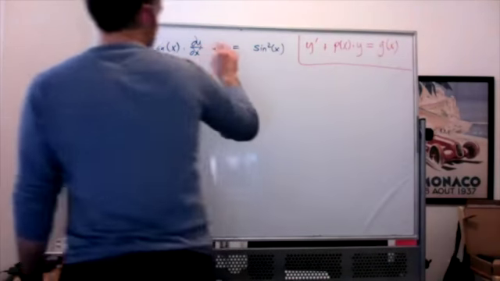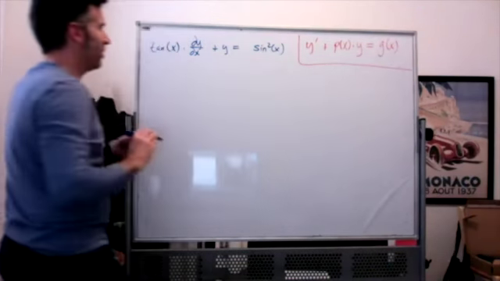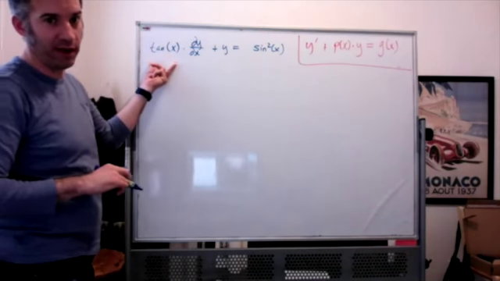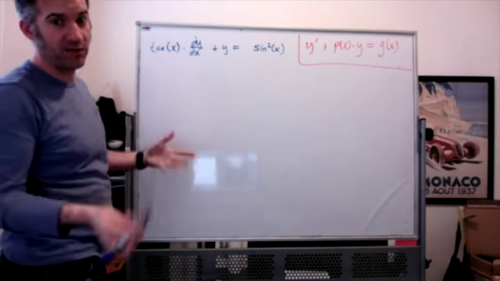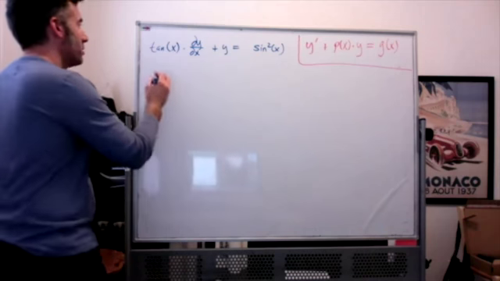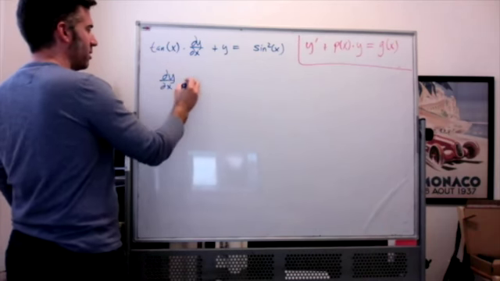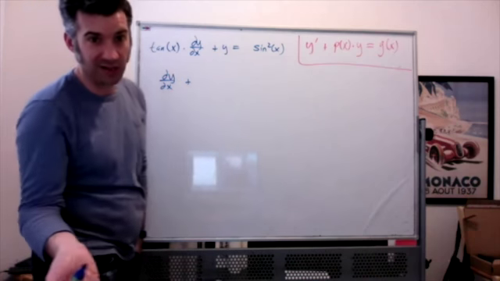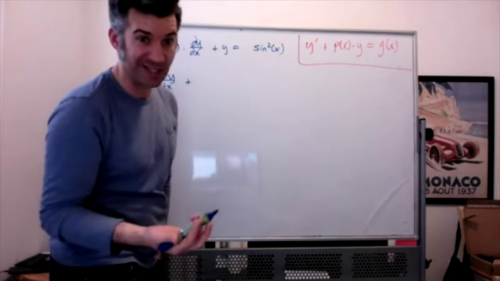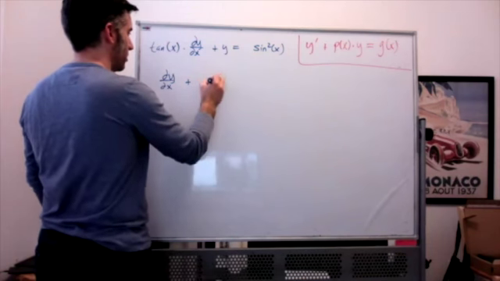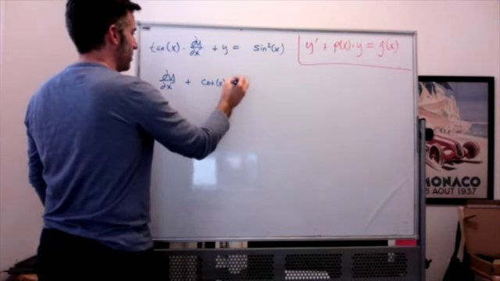To get from this to something like that, we always have to divide by what's multiplied by your y prime. So divide everything by tangent. So dividing by tangent, I'm going to have dy dx plus 1 over tangent of x, which is cotangent of x, times y.